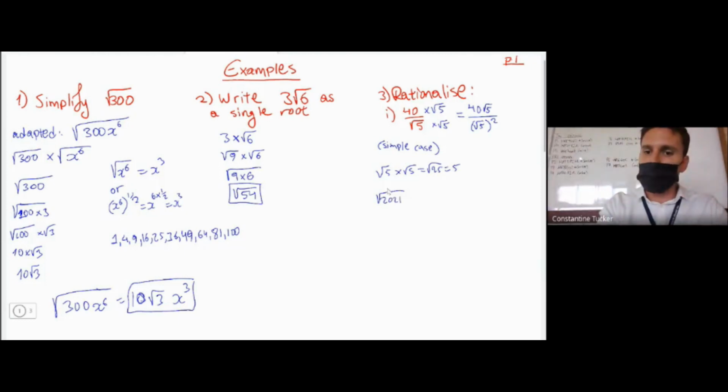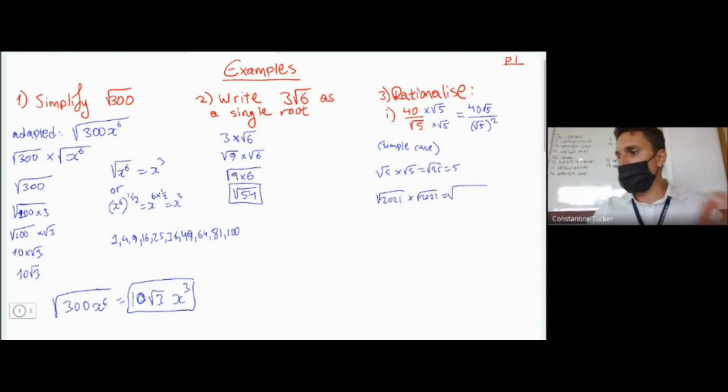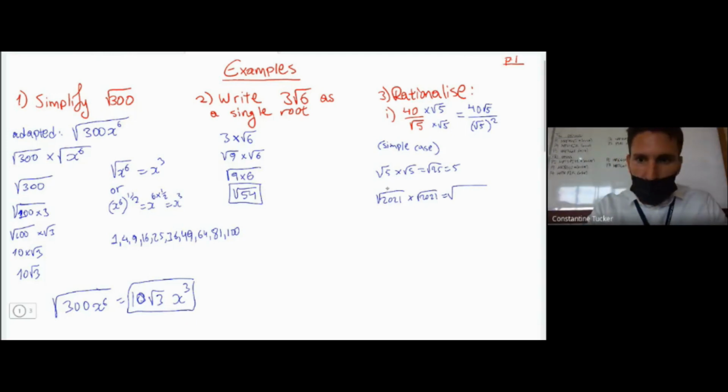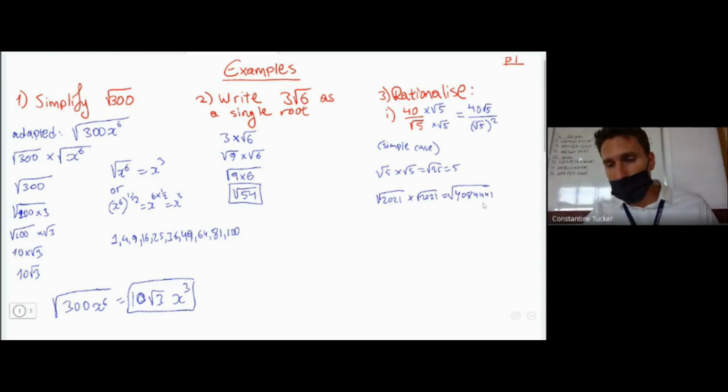but it's not very convenient when you're given something like this, the square root of 2021 times the square root of 2021. It wouldn't be the most convenient approach to do 2021 times 2021, because then that would give you the square root of 84,441. And then how would you find the root of this? You'd have to put it into the calculator. So it's not very good as an approach.